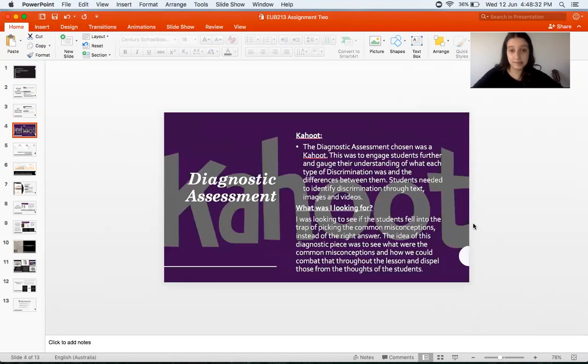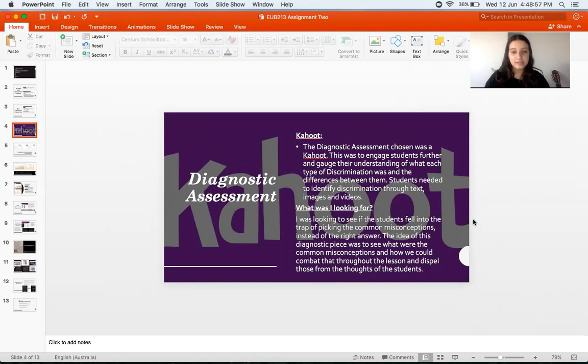My diagnostic assessment that I decided to do for these year 11s was a Kahoot. Now I've noticed over my last few practicums that Kahoots go crazy when used in a classroom setting. So I thought it was really important. I hadn't included ICTs within this class before, so I thought I'd have a good go, and obviously extract some diagnostic information for myself as a teacher.